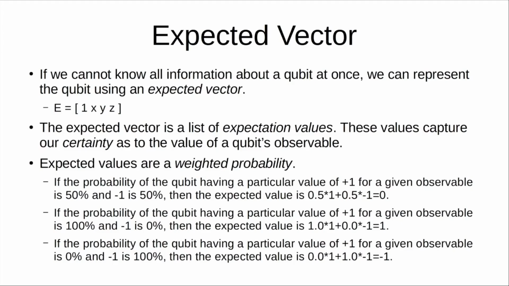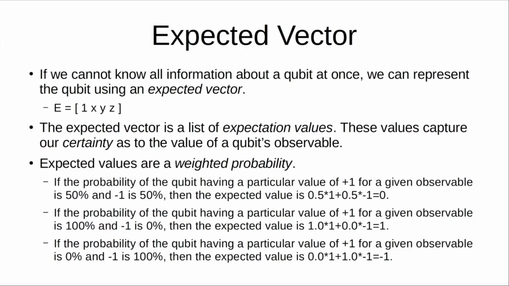So now I'm going to introduce something called the expected vector. Don't be scared by the word vector. In mathematics, a vector is just a list of numbers. You can think of it as the same thing as an array. If we can't know all information about a qubit at once, we can represent the qubit using this expected vector. I'm just going to call it E, and the first value is 1, and then the next are x, y, and z. This 1 at the beginning is just used to make the math easier. It's a constant. The first element of the vector is just always 1. It just makes things easier.